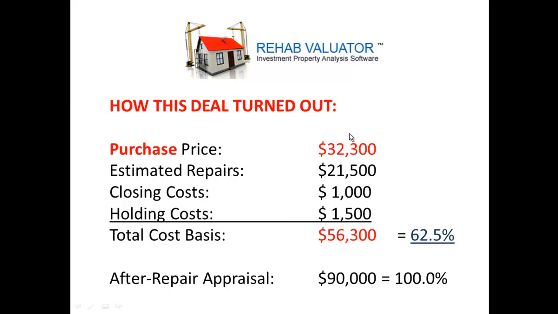So this is how the deal turned out. I paid $32,300. My repairs came in right on budget. My total cost basis ended up being $56,300. I put a tenant in there, went to a bank, sent an appraiser, and the property appraised for 90 grand, which is exactly where I predicted. So my cost basis was 62.5% of this after-repair appraisal, which is very cool because if I wanted to take my chances selling the property in the market, I could have flipped it and made a profit. I prefer to just hold property for the long term these days.